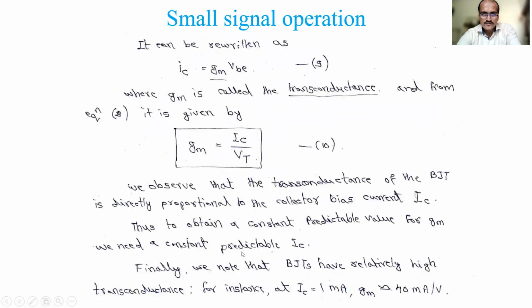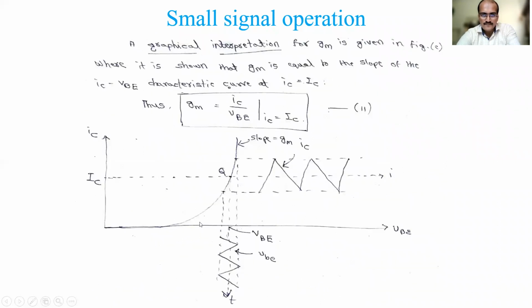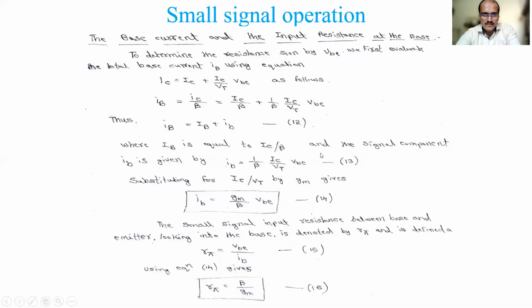Then it is associated with gm, which is defined as collector current by thermal voltage, and we did its graphical analysis. It is IC by VBE, which is nothing but the slope of the input characteristic curve, collector current versus VBE. These are all the things explained.